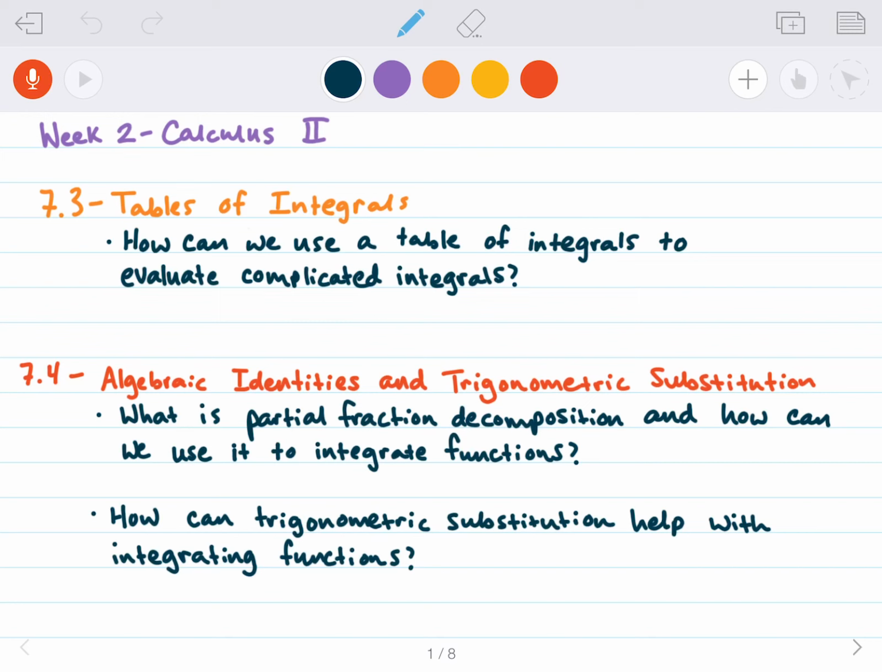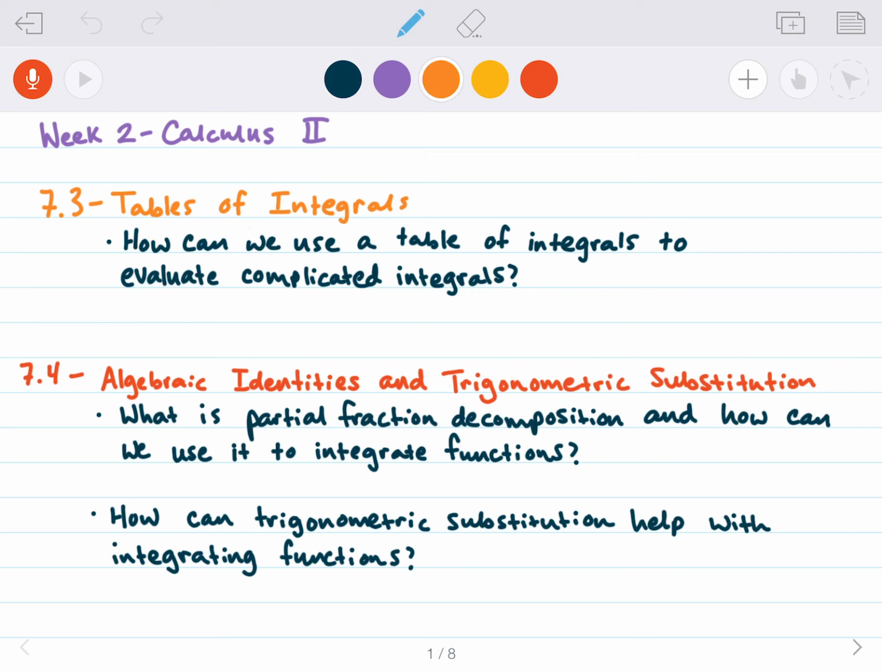Hey guys, in this video we're going to be talking about 7.3 and 7.4 in the textbook. Basically both of these sections involve integration and different techniques of integrating complicated functions. So the first thing we're going to talk about is 7.3, tables of integrals.